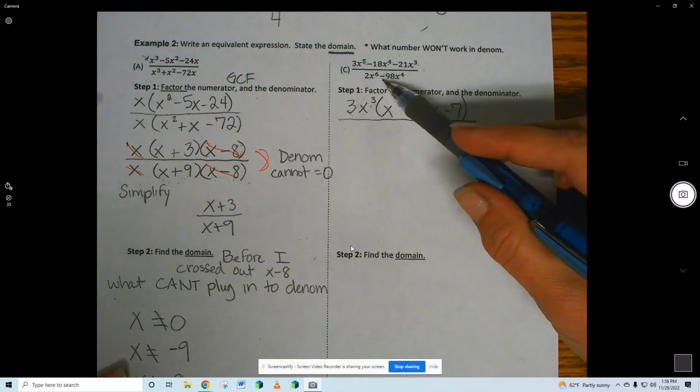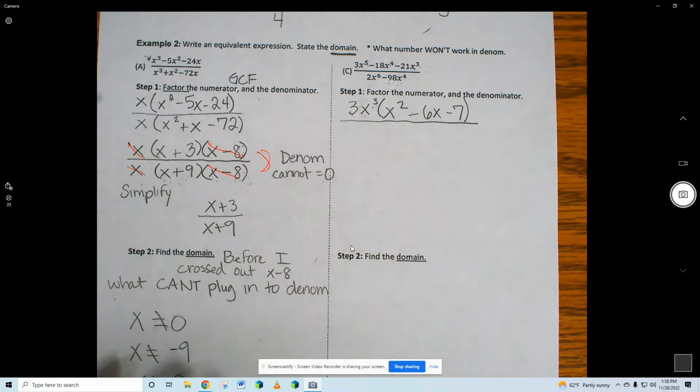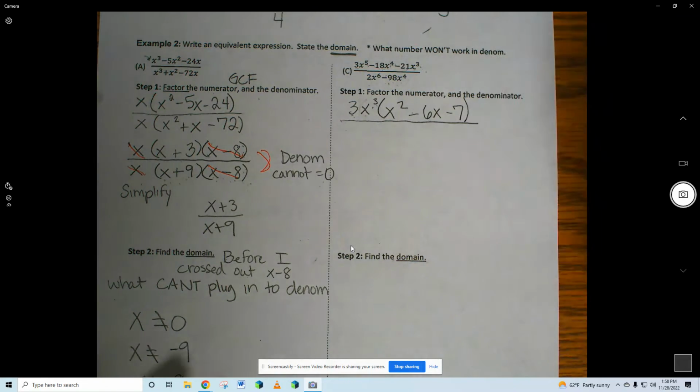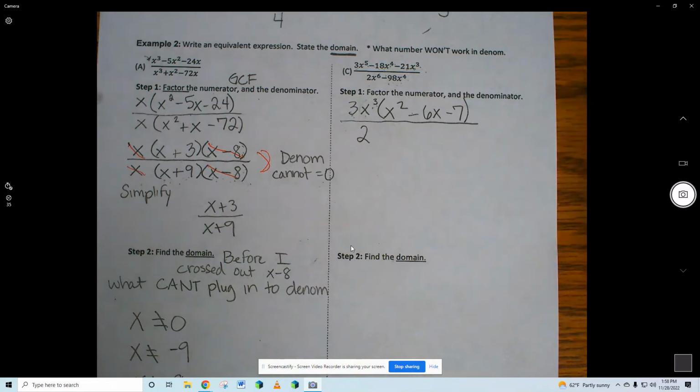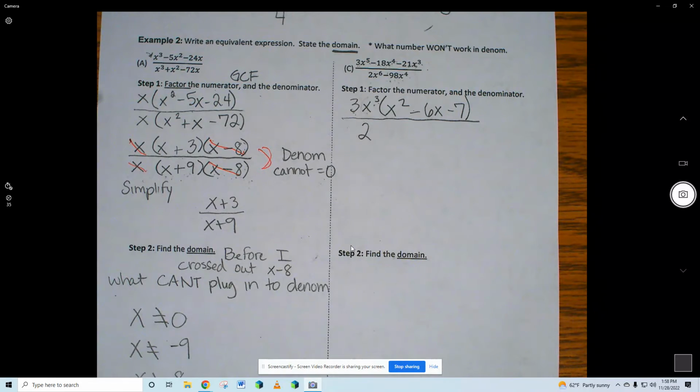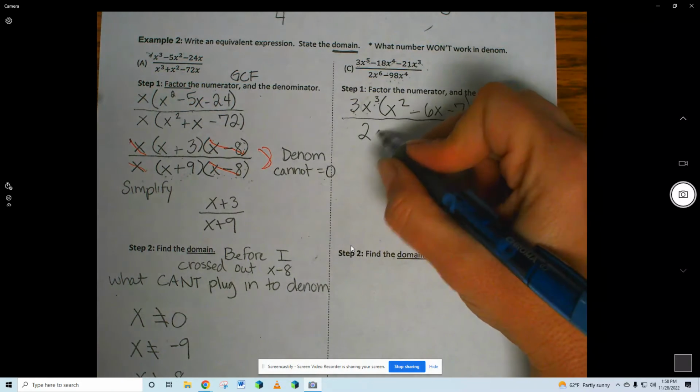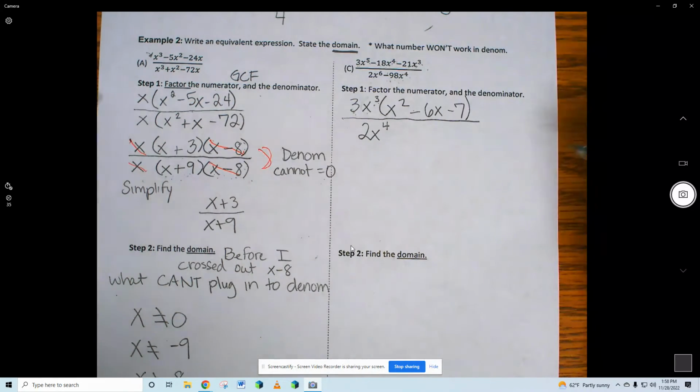2x to the 6th minus 98x to the 4th. The denominator. What's still there? I'm sorry. What's in common with a 2 and a 98? 2. How many x's do they for sure both have? X to the 4th. Good.